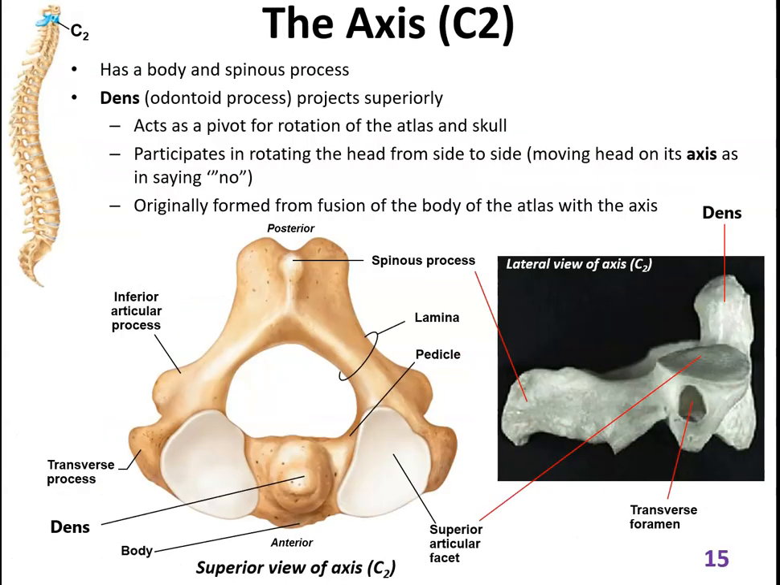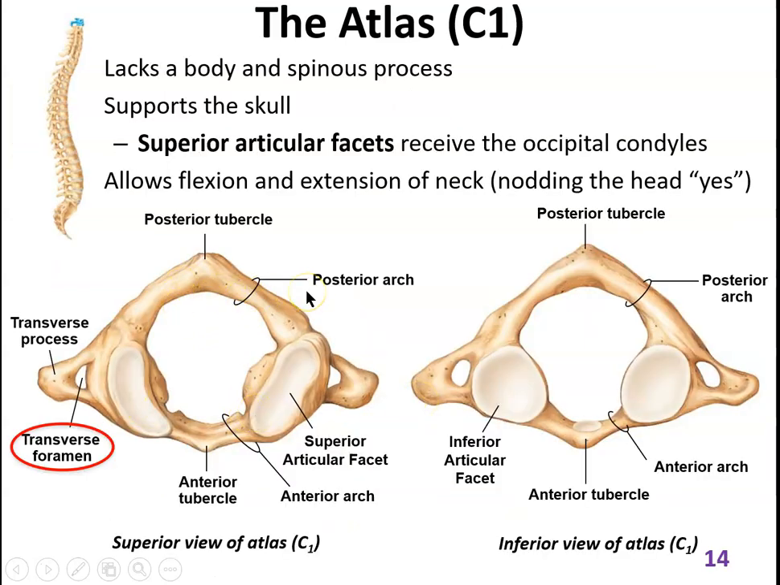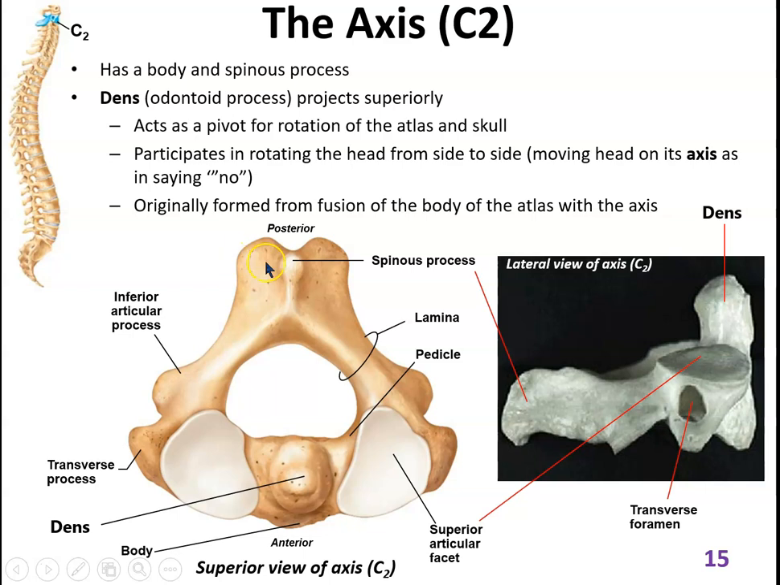And what this is going to allow is rotation of the head. If you're shaking your head left to right to say no, you're using this odontoid process, or dens, as the axis of rotation, and the atlas is what's actually moving around it. So this is C2, the axis.